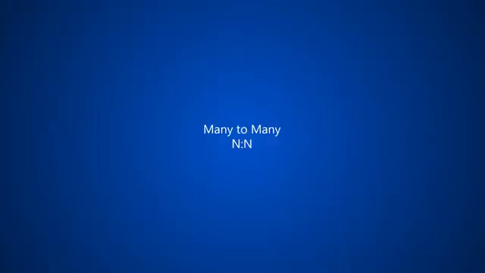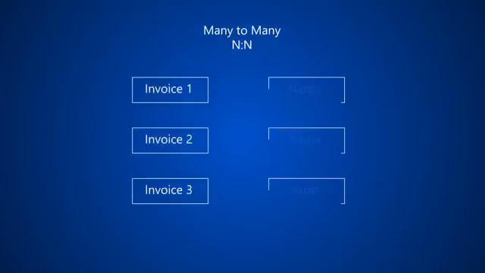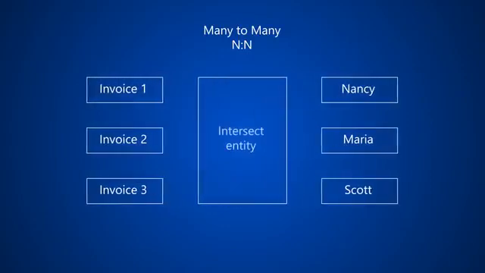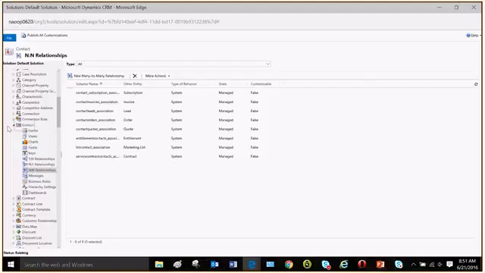Many-to-many relationships are a little different. Say you want to be able to send several invoices to several different customers. This requires a many-to-many relationship. In this case, you need an intersect entity between the 2 entities. The best way to create a many-to-many relationship is to let the system do the work. To do this, set up the relationship using the N-to-N relationships option.